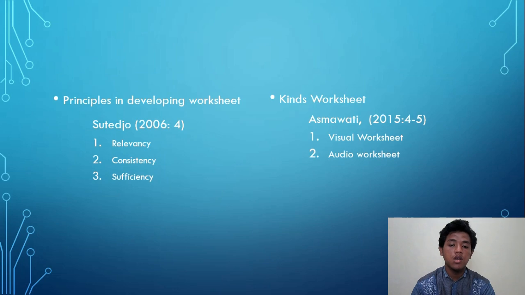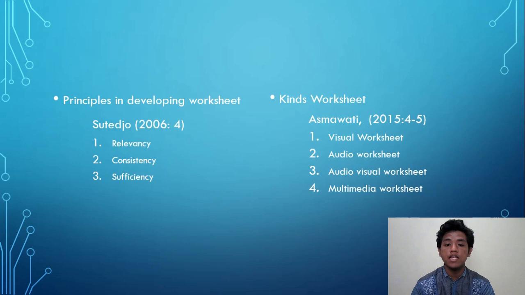Second is audio worksheet: non-printed file, cassette, audio disc, and so on. Next is audiovisual worksheet, like video, movie or film, compact disc, and so on. And last is multimedia worksheet: interactive teaching material, computer assisted instruction, compact disc, web materials, and so on.